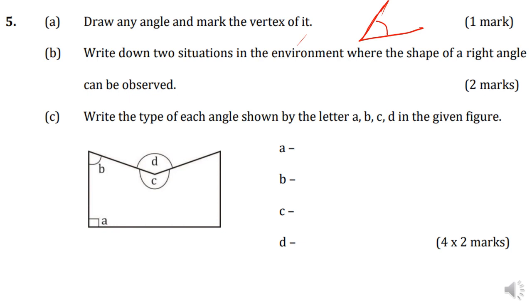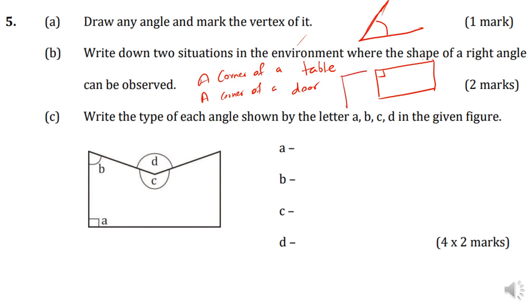Use the rule. Write down two situations in the environment where the shapes of a right angle can be observed. In this corner of a table, the corner of a table is something like this. And also you can write a corner of a door. And a door is something like this, and this is a corner. So in these corners you will observe right angles. Right angle means 90 degrees.